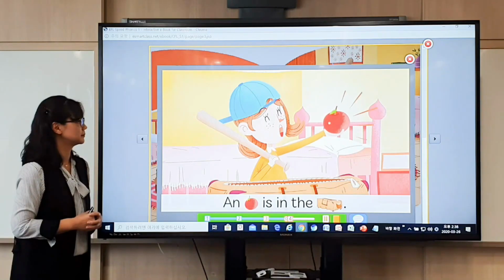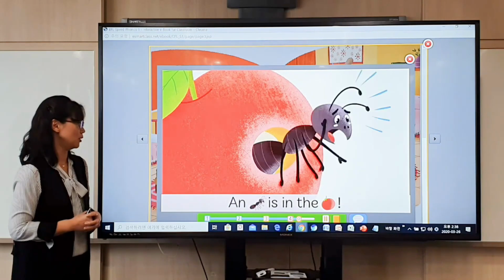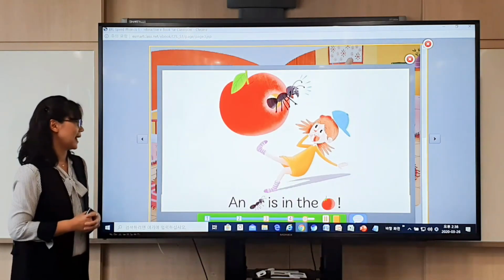An apple is in the bag. Look at the apple. Oh, look at the apple. An ant is in the apple.